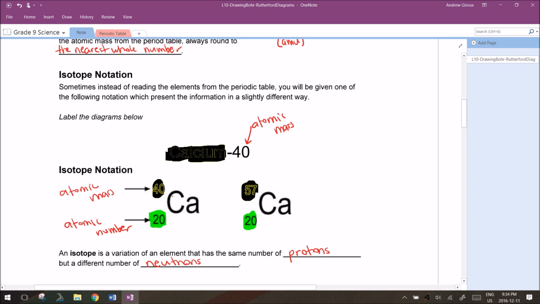So here we could be talking about calcium-40, and this one is calcium-57. The difference, again, is that one has a higher atomic mass due to the fact that it has a different number of neutrons. And we're going to make sense of that a little bit later when we start drawing our Bohr-Rutherford diagrams. So again, you could be given just this, which tells you you're talking about calcium with an atomic mass of 40, or you could be given just this, which is calcium with a mass of 57.